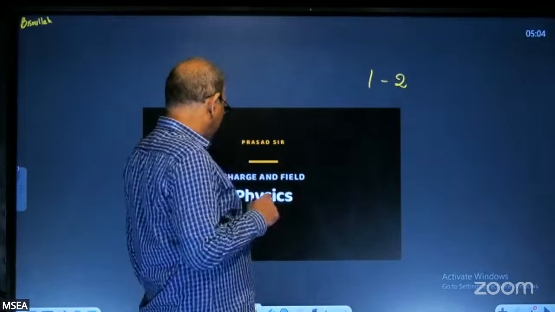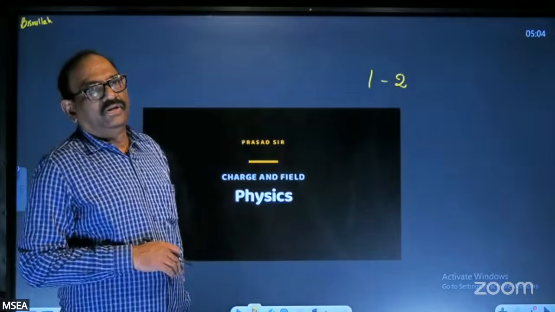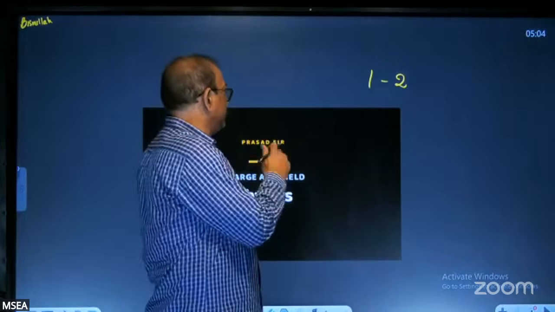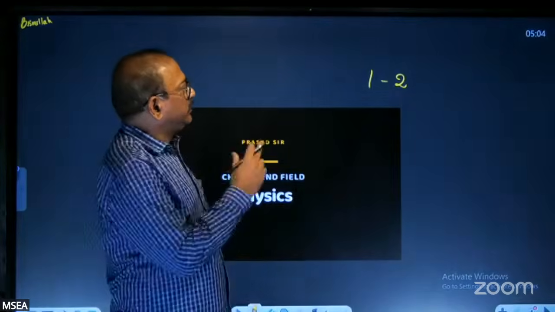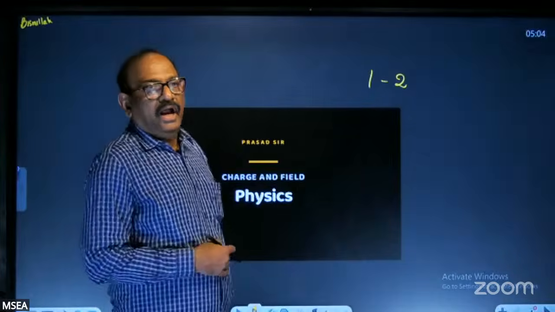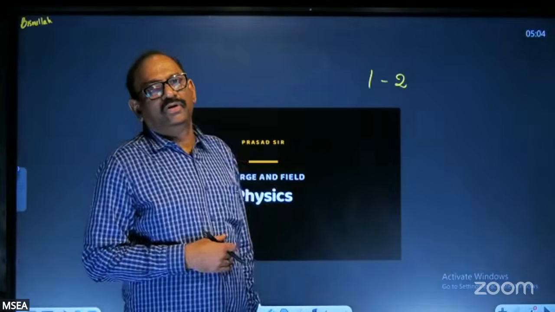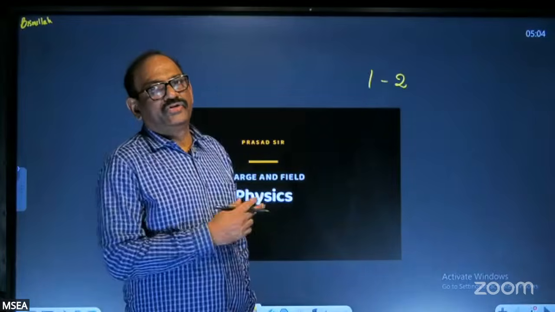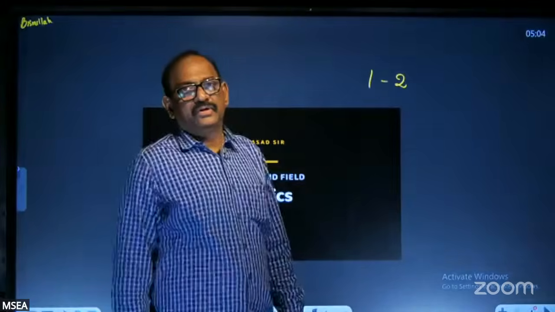And in this charge and field chapter, generally, the questions in NEET are formula-based, concept-oriented, and in this, we need to use vector analysis also. Vector addition and vector resolution we need to use in this chapter.